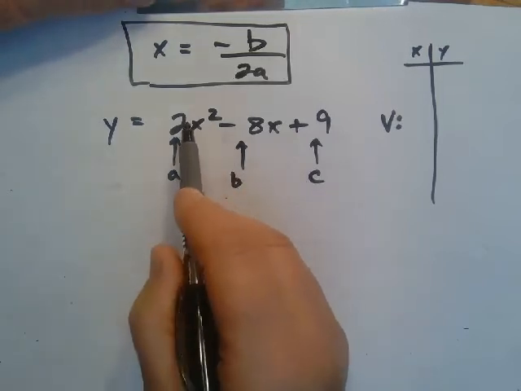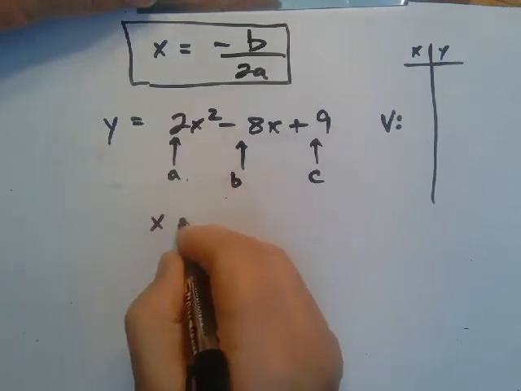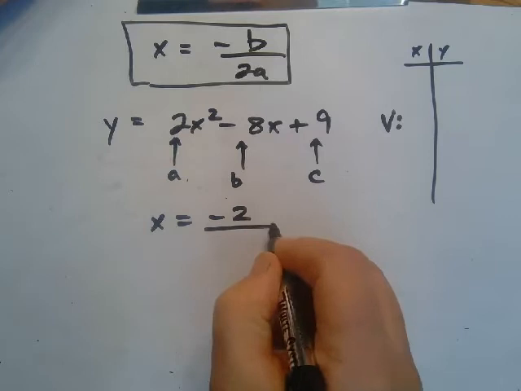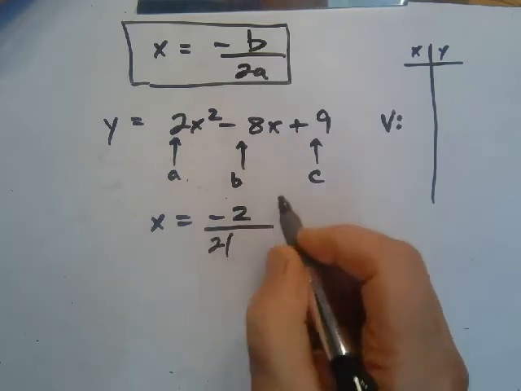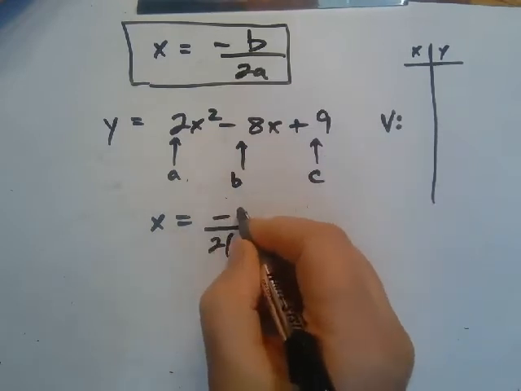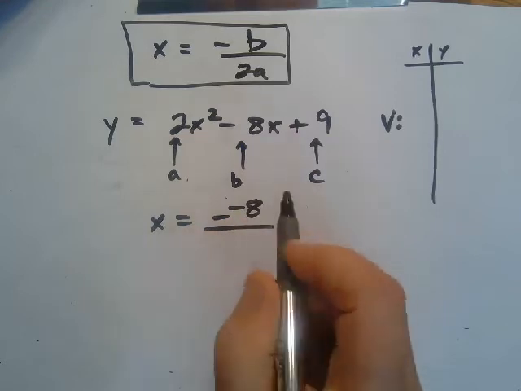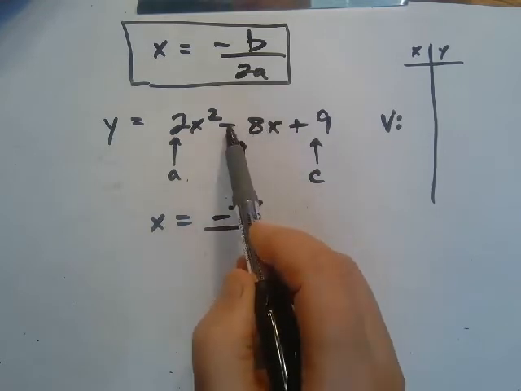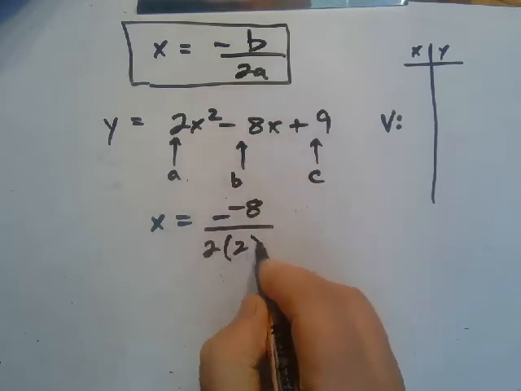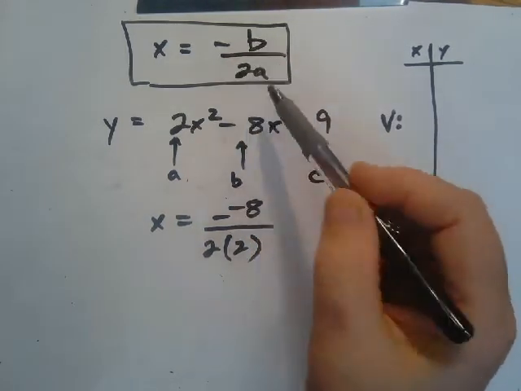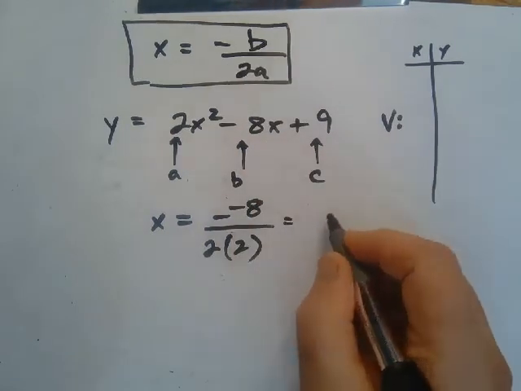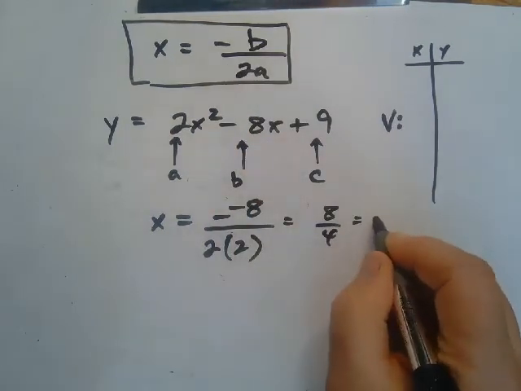So here we go. X is equal to negative B over 2 times A. Sorry, I got that backwards. B is negative 8, so negative b is 8, over 2 times a, which in this case is 2. Let's do that again. Negative b, so 8 over 2 times a, which is 2. So what do I get here? I got 8 over 4, or 2.